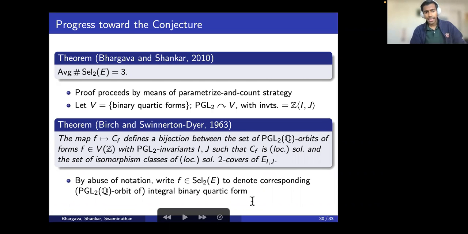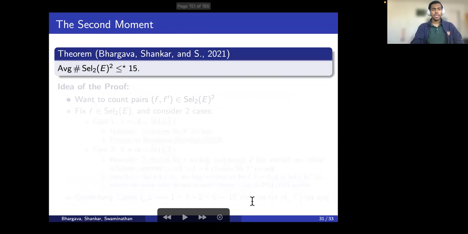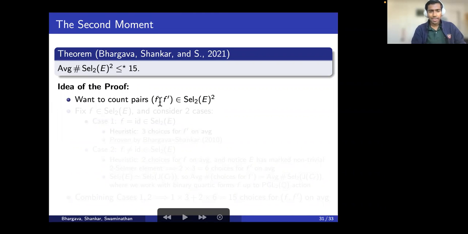Okay, so that's the case of the average. And now, together with Bhargava and Shankar, using the new parametrization, we're able to make this progress toward studying the second moment. So we're able to show that the second moment is at most 15, and of course, we expect equality to be true here. So how do we prove this? Well, we want to count pairs f and f prime of two Selmer elements of elliptic curves, and we do that by fibering over the first factor.